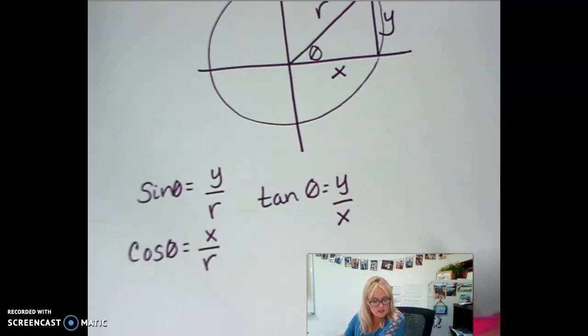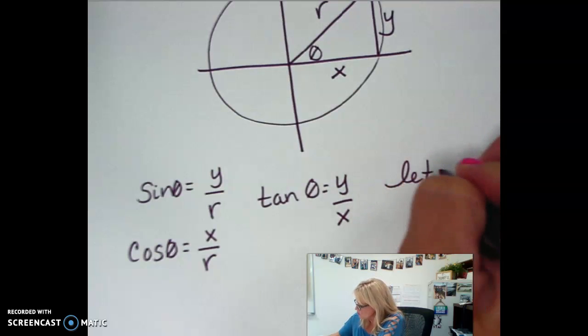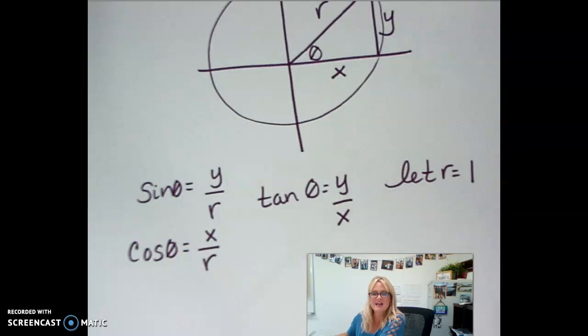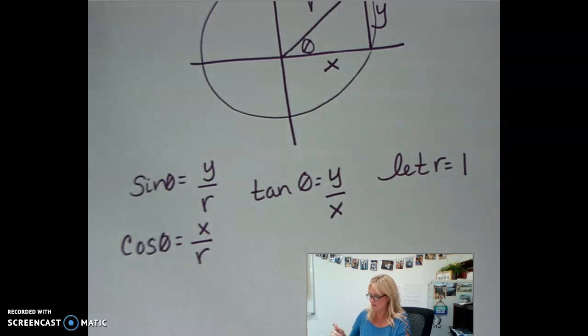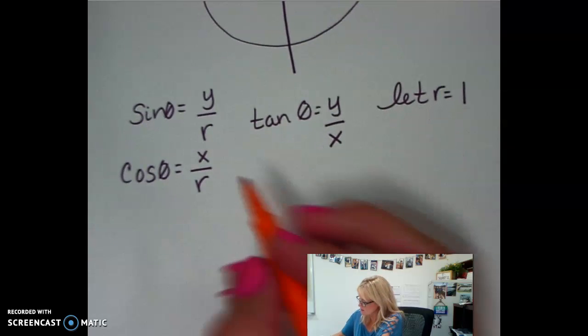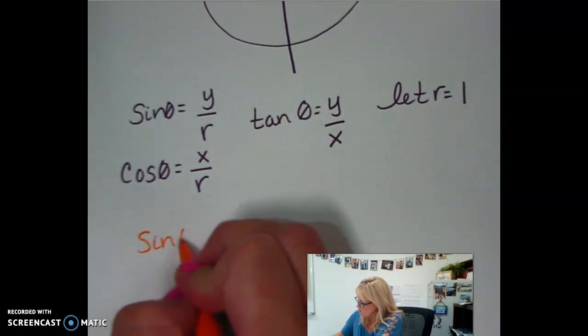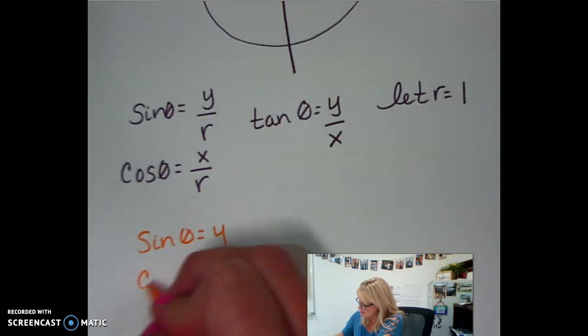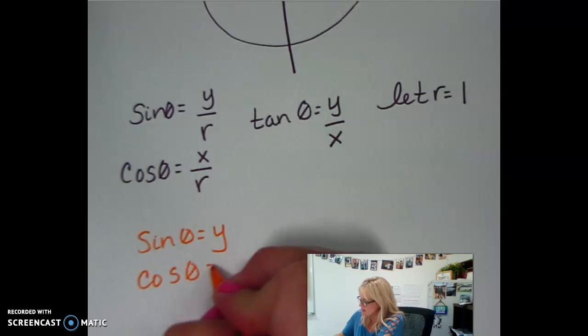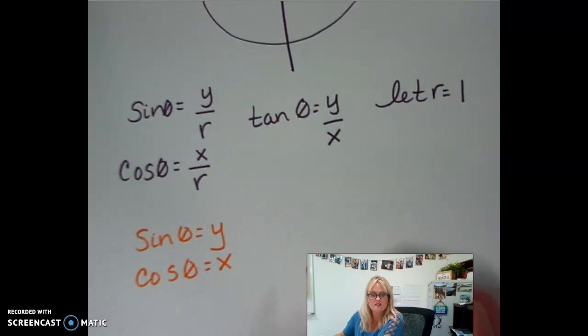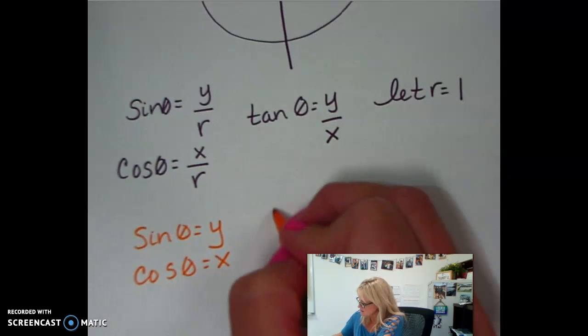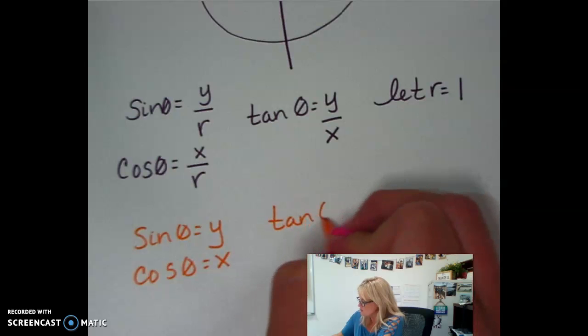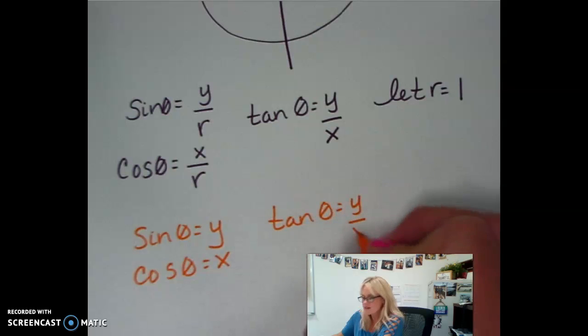Now, when we do this, we're also going to let our radius equal 1. Because now, what is that going to do? That is going to make sine of theta now equal to y over 1, or just our y value. Cosine of theta is going to be x over 1, or just our x value. And tangent of theta will always be our y over x value.